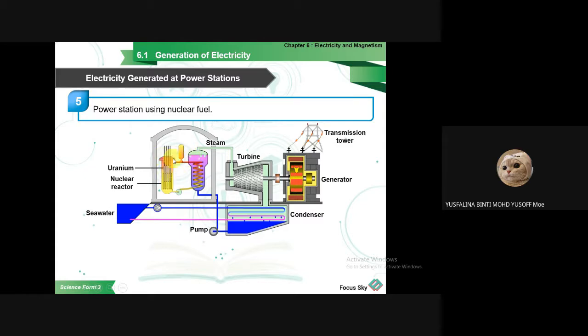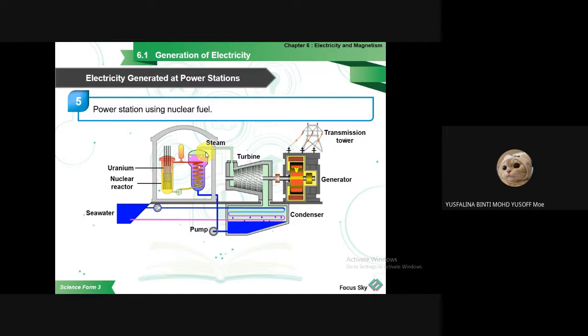So this is the uranium. There will be a nuclear reaction here, and that will produce the nuclear energy. That energy we use to heat up the water here, and the water will change to steam. It is the same as the thermal, right? The thermal energy also produces steam. So the steam has a high pressure here.